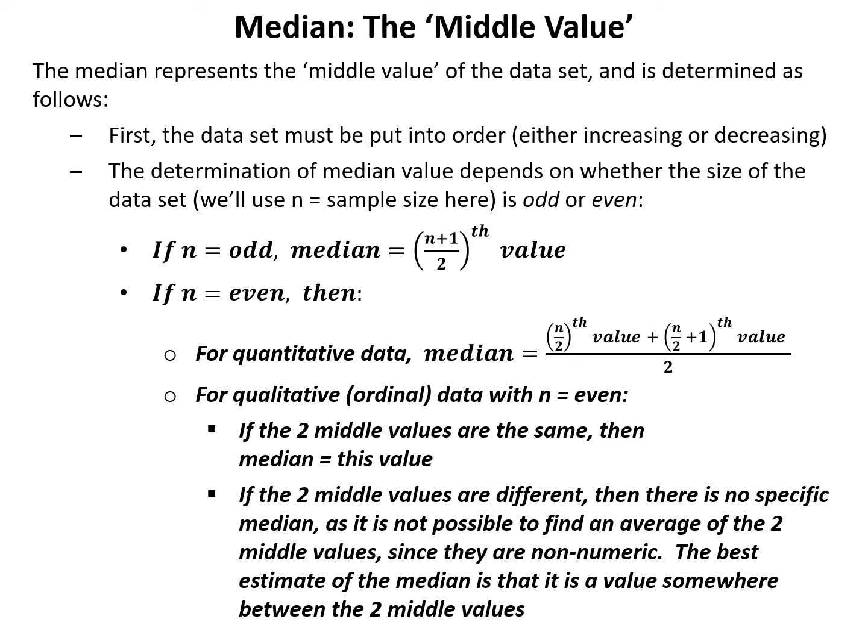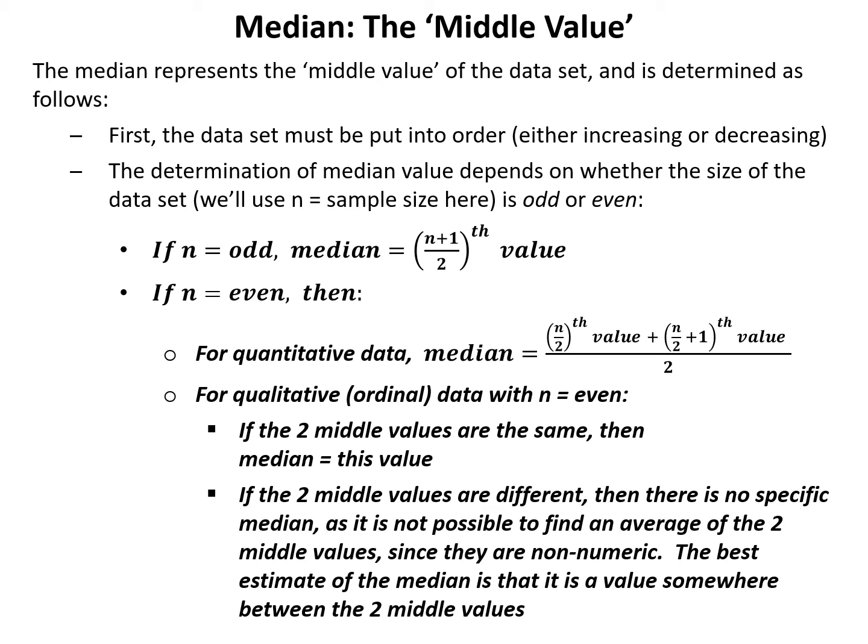For quantitative data, this is quite possible because they're numbers, and so we simply take the average of the two middle values. So the median equals the n over 2th value plus the n over 2 plus 1th value. Those are the two middle values. We add them and divide by 2.